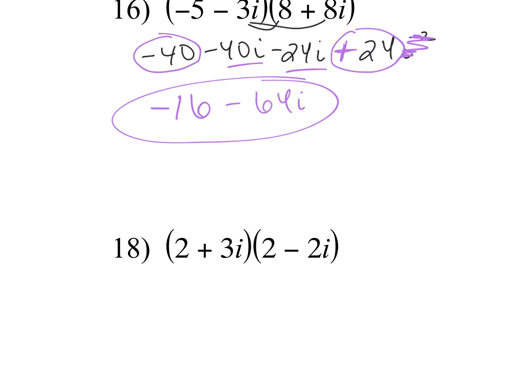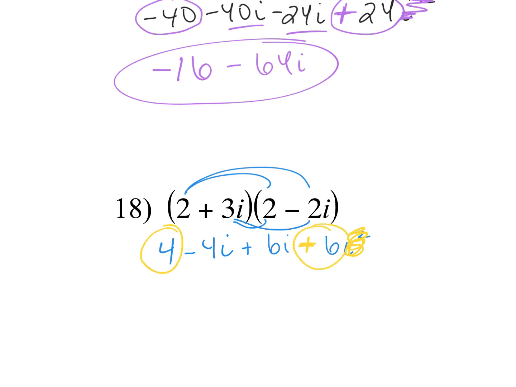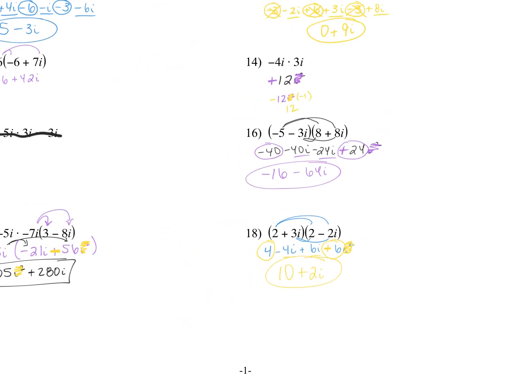FOIL again on 18. What's 2 times 2? 4. Good. What's 2 times negative 2i? Negative 4i. Good. 3i times 2 is plus 6i. 3i and negative 2i is minus 6i squared. Guys, as soon as you see i squared, what do you do? Cross it off, change the sign. I know I sound redundant. I want you guys to keep hearing that. Remember to do it. So now you can combine real and real. 4 plus 6 is 10. Negative 4i plus 6i. Good. Plus 2i. Good job. Very good.